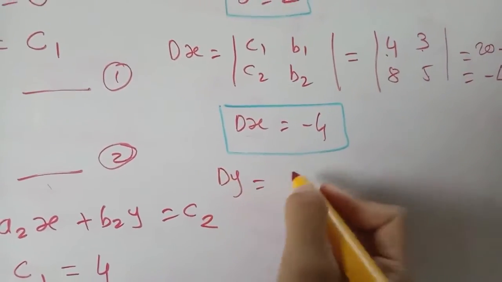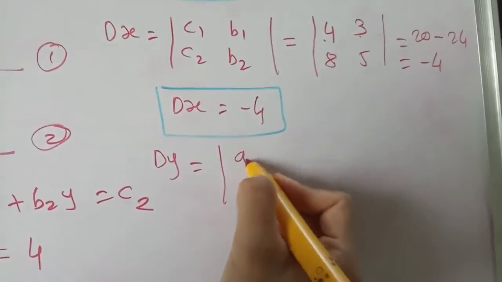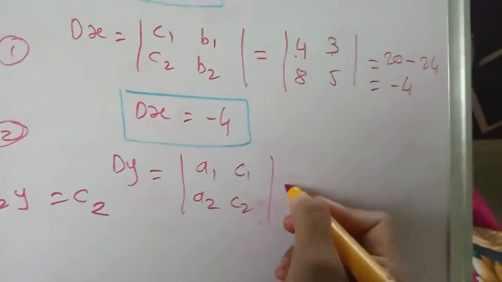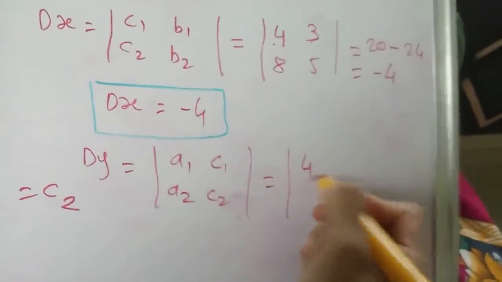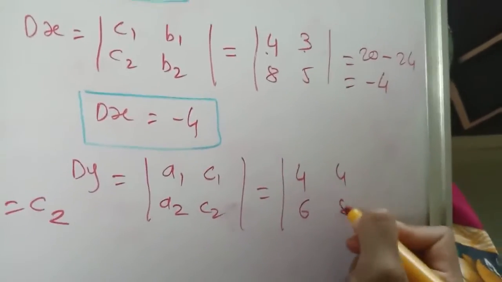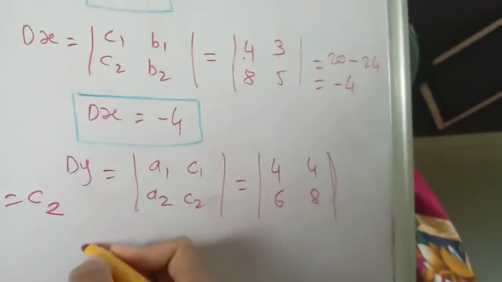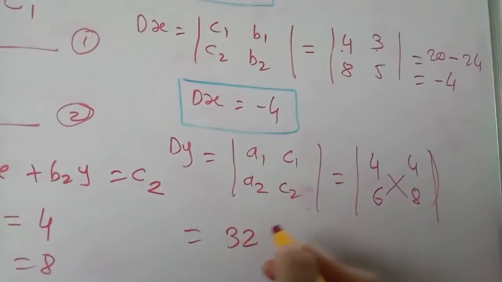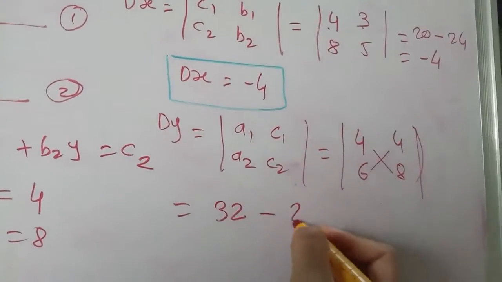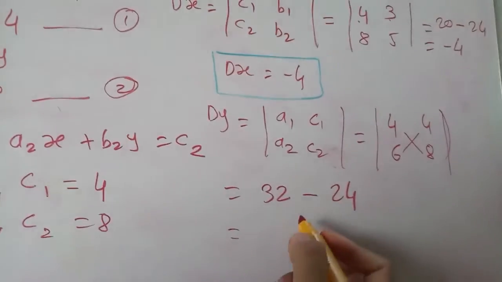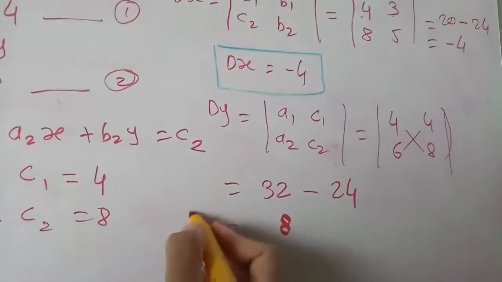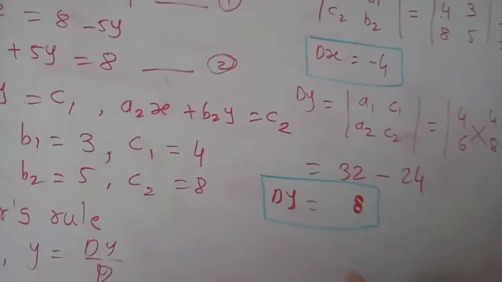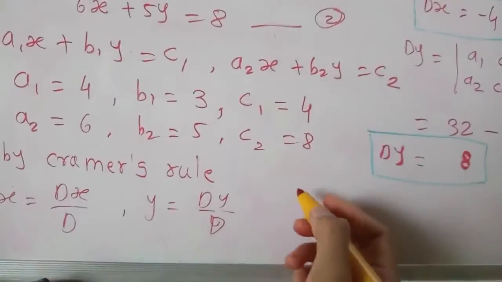So value of dy is equals to determinant of a1 a2 and c1 c2 is equals to value of a is 4 6 and 4 and 8 is equals to cross multiplication. 8 4s are 32 minus 6 4s are 24 is equals to 8. So dy is equals to 8. So put this value in x and y.